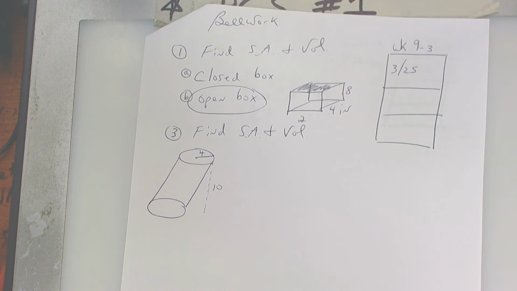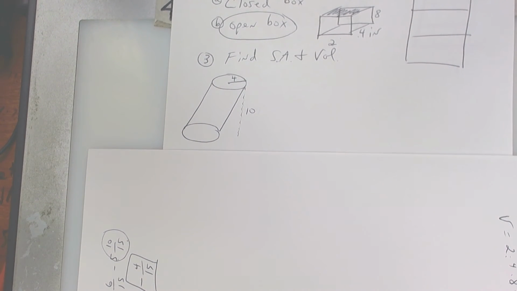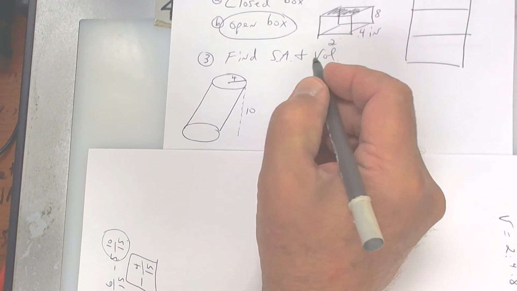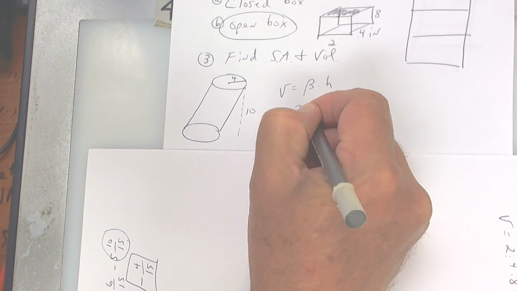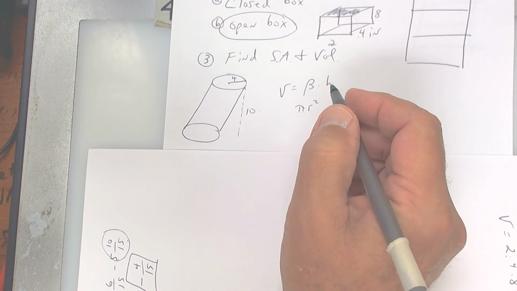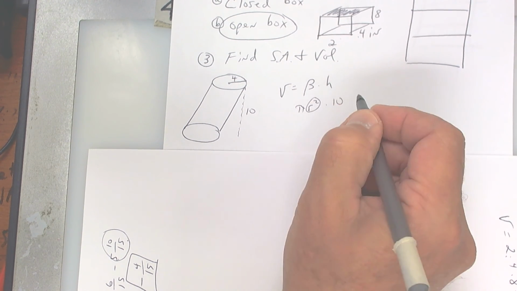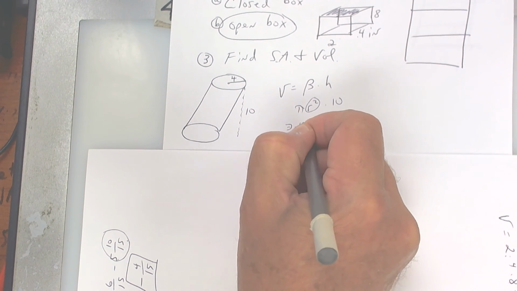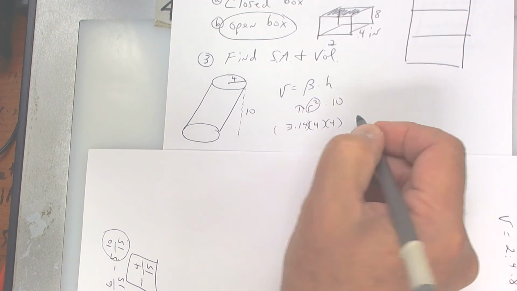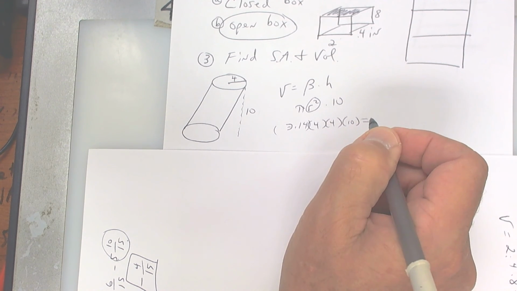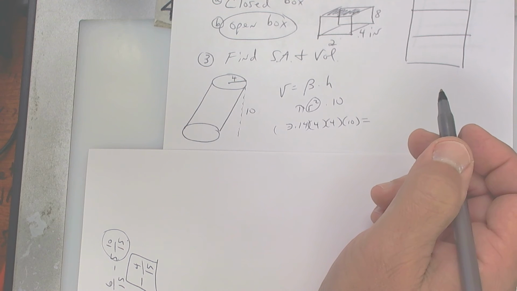Last one, this is called an oblique because it's slanted, but it still works the same way. So it's volume equals big B times h. The base is pi, radius squared. Some of you don't know what the radius and diameter is, and that's why you're missing these. The height is 10, so it's pi times the radius twice. The radius is 4 times 4, and then times 10. Use your calculator on that, and you'll get your answer, and that gives you volume.